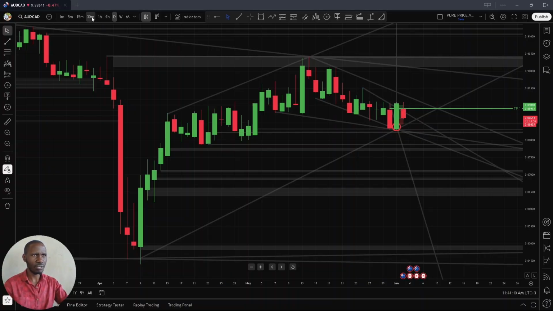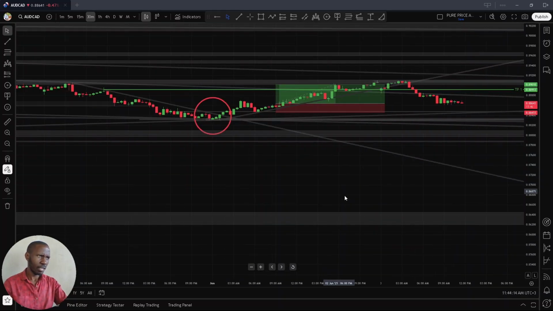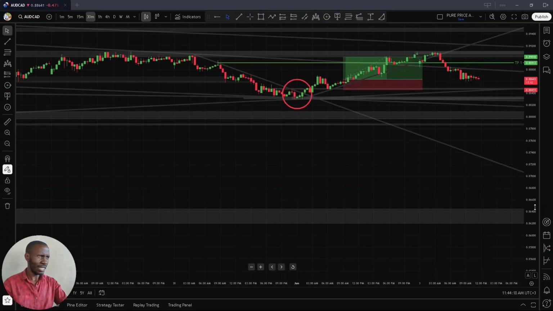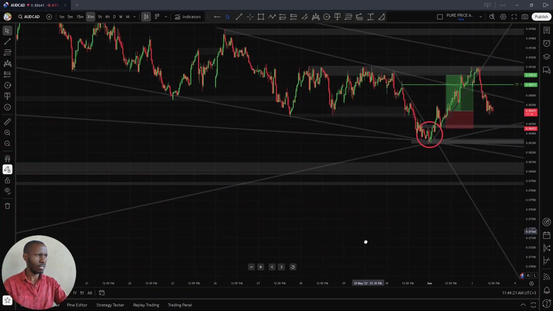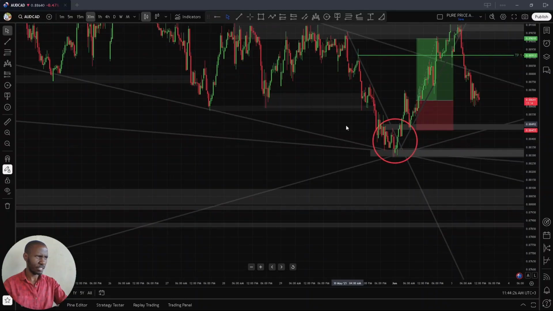So coming back to the 30-minute where we actually started from, that was the kind of analysis, that was the price action to why do this trade right here.